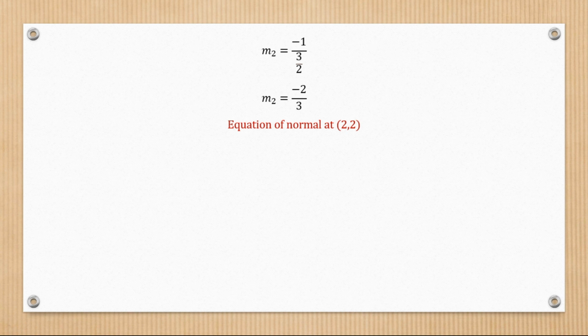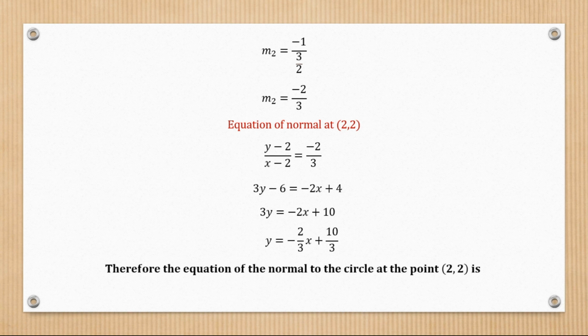So now that we know that the gradient of the normal is negative 2 over 3, we can find the equation of the normal at the point 2, 2. So it shall be equal to that. So now we shall have y being equal to negative 2 over 3x plus 10 over 3. So therefore the equation of the normal to the circle at the point 2, 2 is y is equal to negative 2 over 3x plus 10 over 3, and that is the answer.